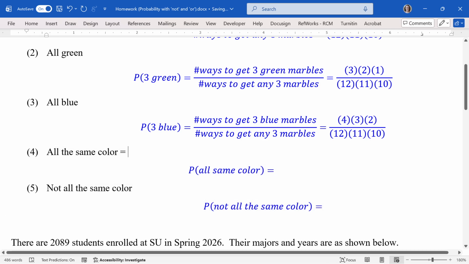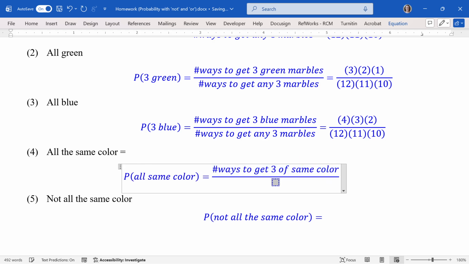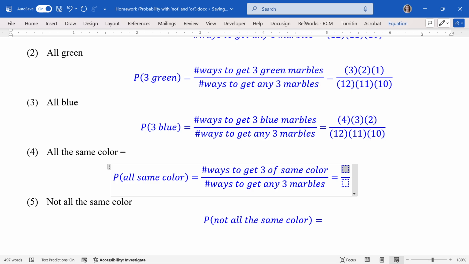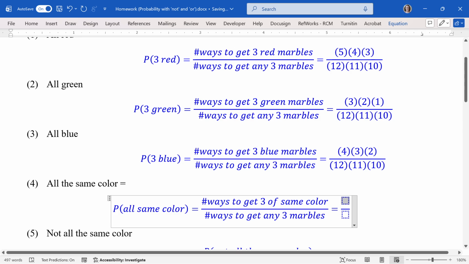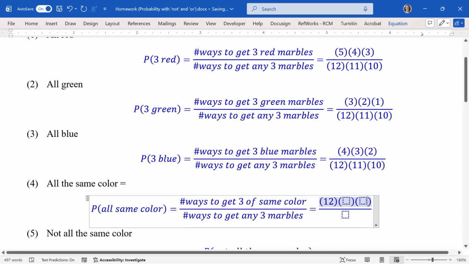So all the same color. You might think we could just do something like this: number of ways to get 3 of the same color, and then on the bottom, number of ways to get any 3 marbles. Well, this is a valid way to approach it. But depending on what you do next, you might do something that won't work. You might say, okay, well, let me just start off with any marble. And then after that, I'll try to match whatever color I got on the first marble. I'll try to choose another of the same color.